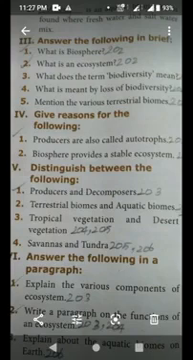Roman number 4. Give reason for the following. That is the first question.